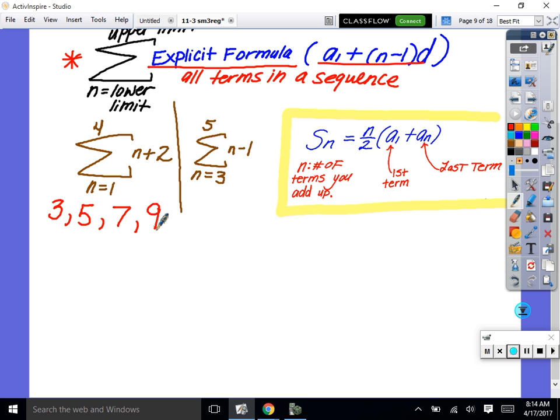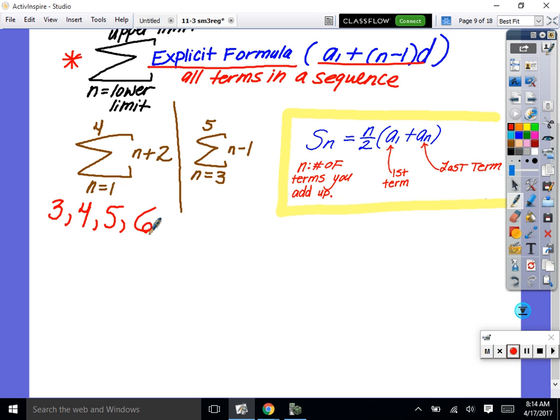Wait. What did I mess up on? So we plugged in a 1. 1 plus 2 is 3. Plug in a 2: 4. Plug in a 3: 5. Does everybody understand? Plug in a 4.